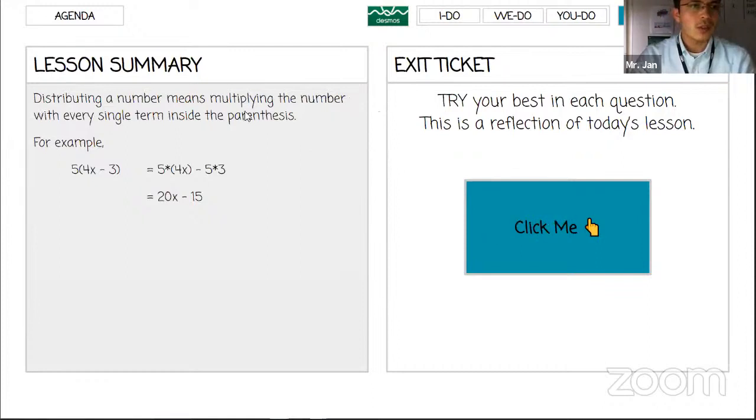Okay, so this is the lesson summary. Distributing a number means multiplying the number with every single term inside of parentheses. So here's the example. If there is a 5, you need to multiply that 5 with every single thing and simplify it. Okay. Yeah, that's all.